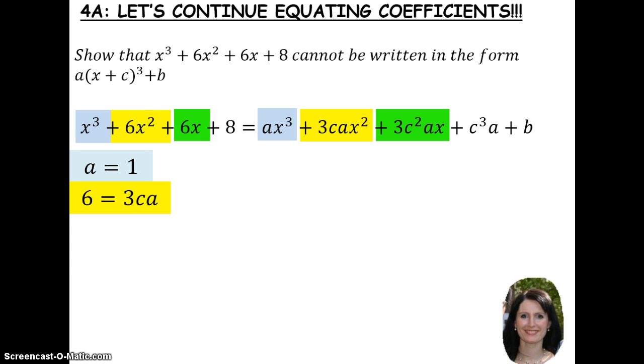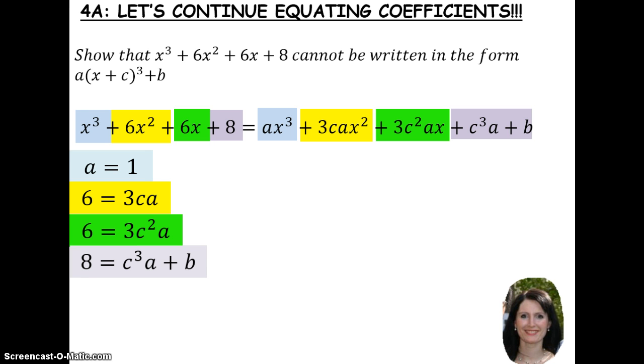We then deal with the green. We've got positive 6x, and we want to equate that to positive 3c squared ax. So the coefficient on the left-hand side is 6. The coefficient of x on the right-hand side is 3c squared a. Lastly, we've got 8 equals positive c cubed a plus b. Now, we know that a is 1. That's given to us by the blue. c must therefore be 2, because 3 times 2 times 1 gives us 6. That's what we have from the yellow.